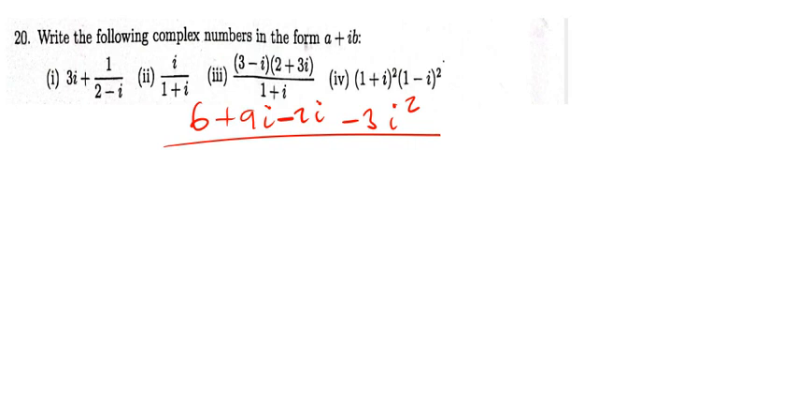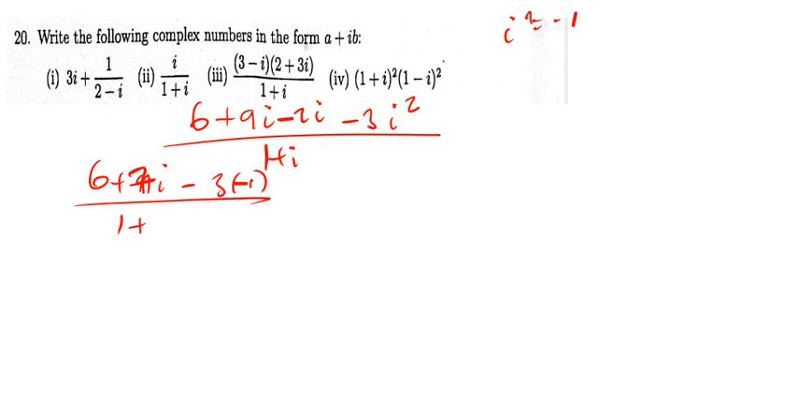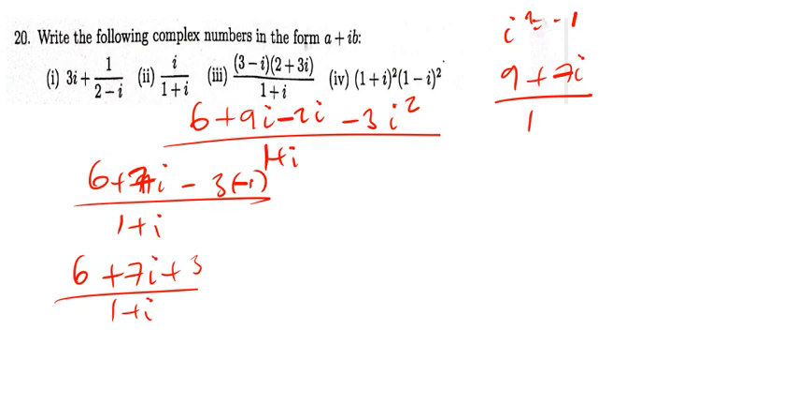Okay, so 1 plus I. Now we know that I squared is equal to negative 1, so it will be 6 plus 9I. But this one, 9I minus 2I, is basically 7I. Then minus 3 times negative 1 divided by 1 plus I. So it will be 6 plus 7I plus 3, divided by 1 plus I. So then it will be 9 plus 7I divided by 1 plus I.